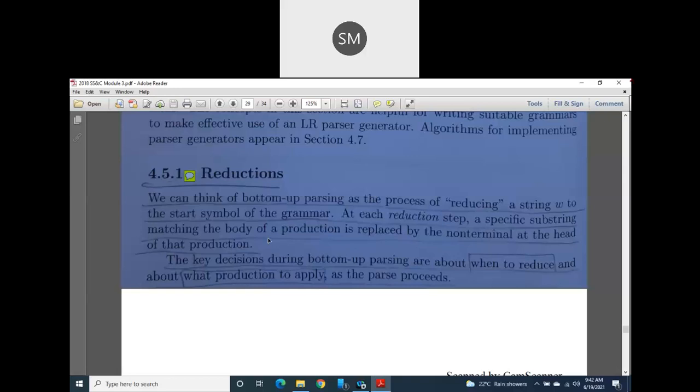I am using the word reduce, right? So here we can think of bottom-up parsing as a process of reducing. What are you reducing? You are reducing a string to the start symbol of the grammar.